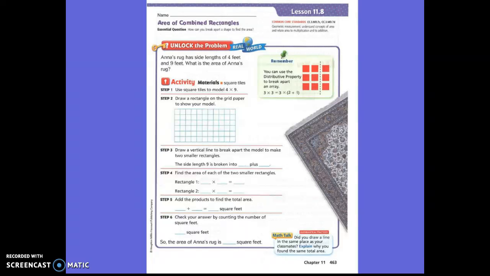Alright, boys and girls, today you're going to apply the distributive property to area models and then find the area of the combined rectangles. Okay? We are going to be splitting up rectangles and writing the multiplication problems for them, and then combining, which means adding the two answers that we find. Okay?